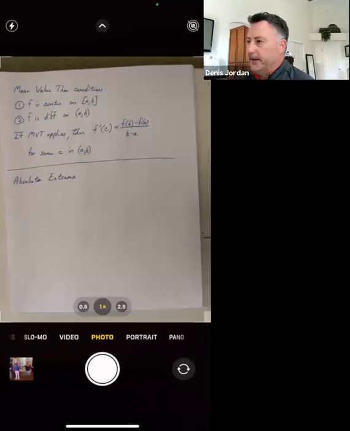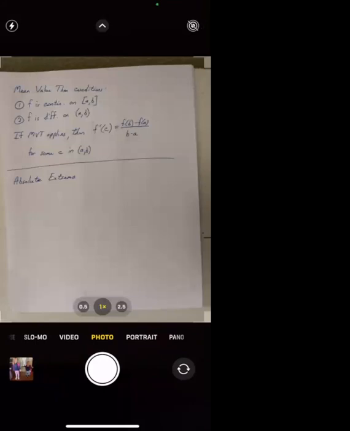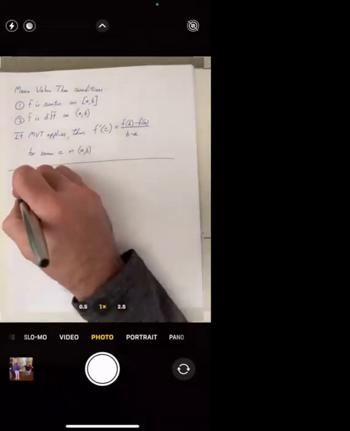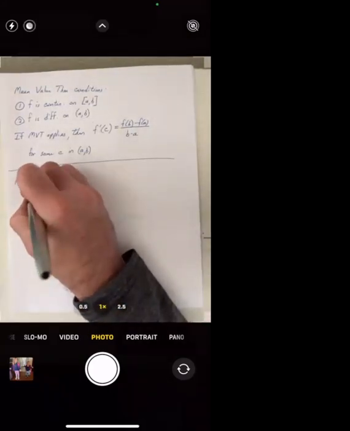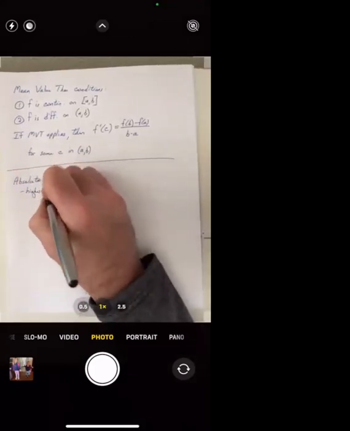How do you know when you have an absolute versus when you have a relative? Well, you would be looking at a graph, let's say. I would say the absolute extrema will be the highest and the lowest point on that graph.